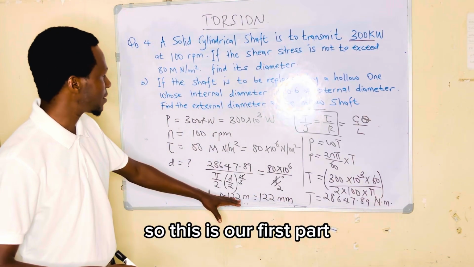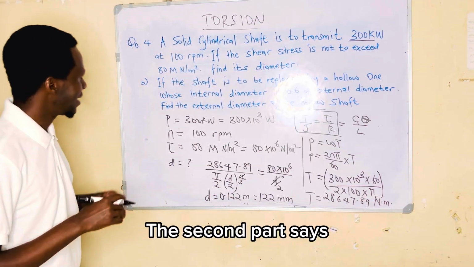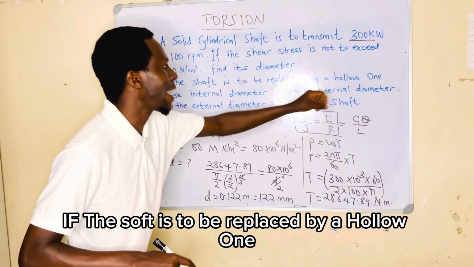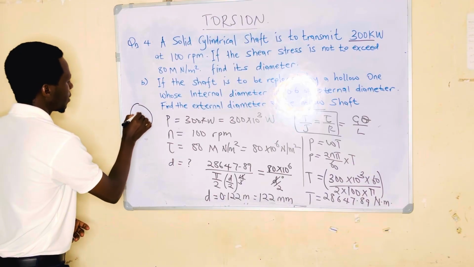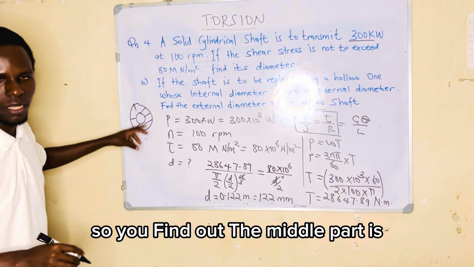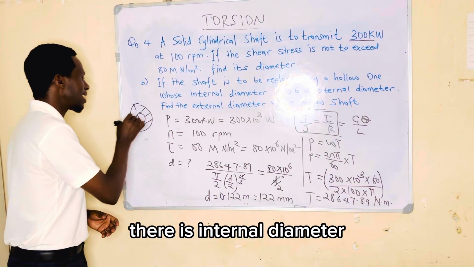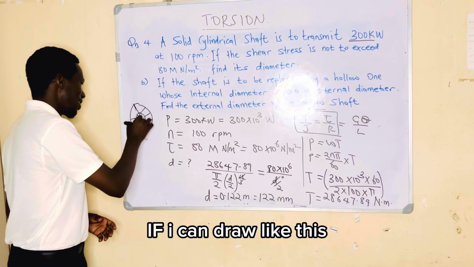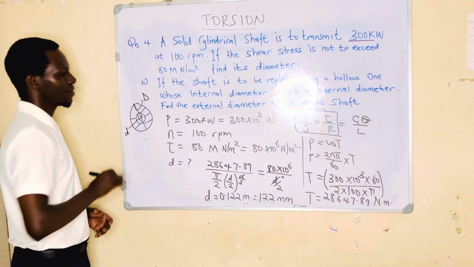Alright, so this is our first part, finding the diameter. What is the second part? The second part says, if the shaft is to be replaced by a hollow one. Okay, hollow shaft. If I have this and I have this, you find that the middle part is hollow. So since the middle part is hollow, there is an internal diameter. Then there is also an external diameter. If I can draw like this, this I call capital D, then this I call small d.